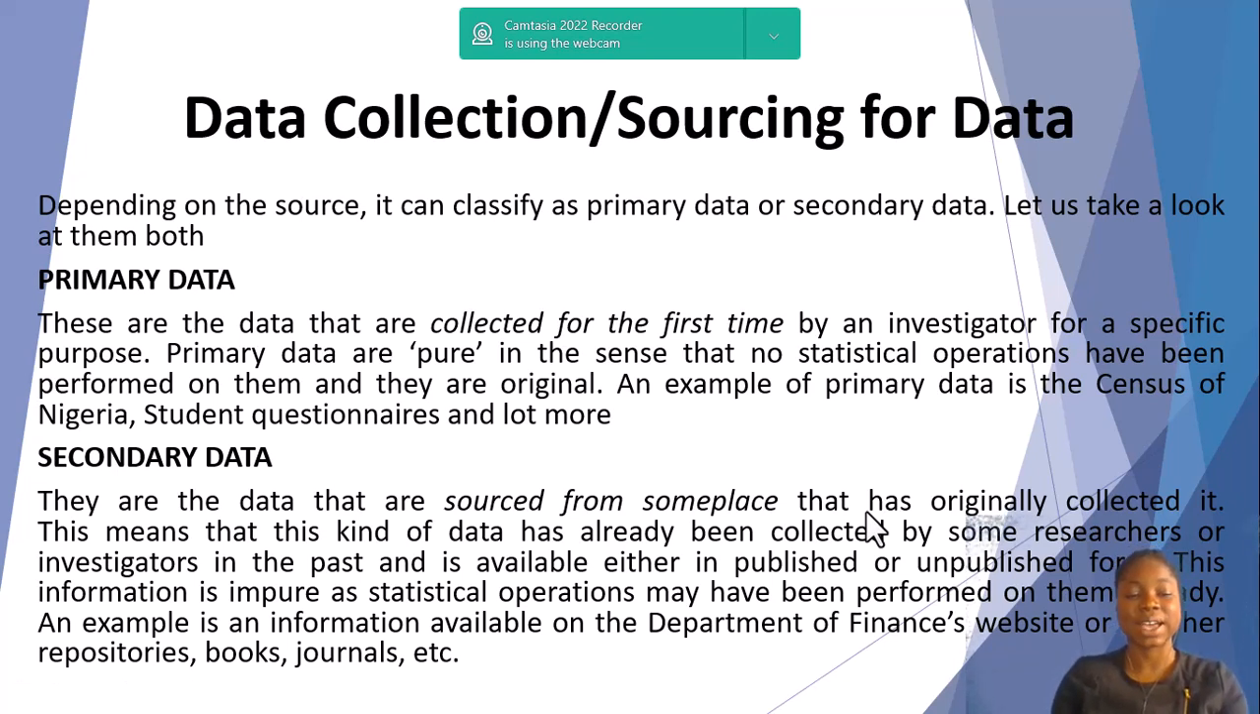This means that this kind of data has already been collected by some researchers, yes, by some investigators in the past. And I will tell you that these data might be impure, depending on the statistical operations that have been done on them. Let's assume this kind of data has gotten into someone that cannot manage data well. It has been scattered. There are so many columns that are empty already. It will affect results a lot. So most times primary data are the best. The secondary data are not bad, depending on who the secondary data is coming from.